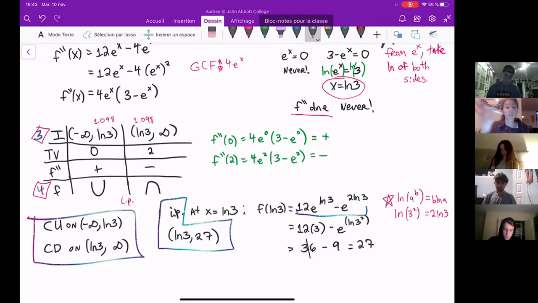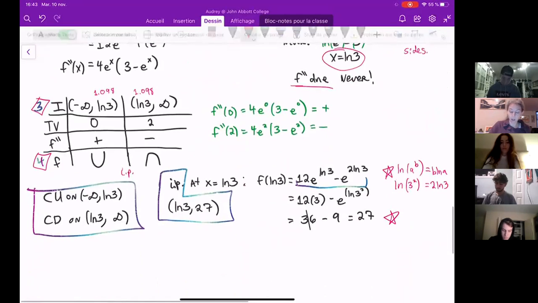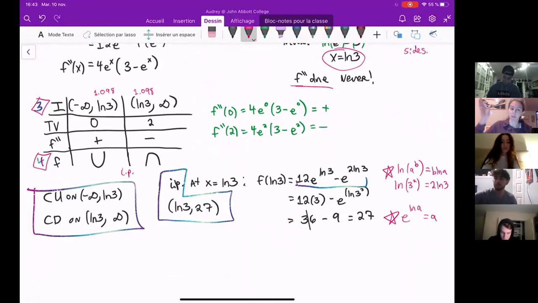So lns and e's just cancel each other out. Our rule that we have here is basically the same as what we had up here. We know that ln of e to the a is equal to a. Well, e to the ln a is also just equal to a. I can just cancel out the lns and the e's.